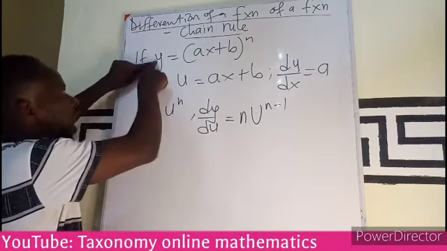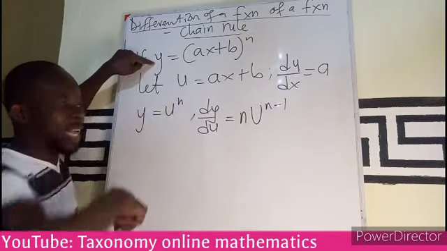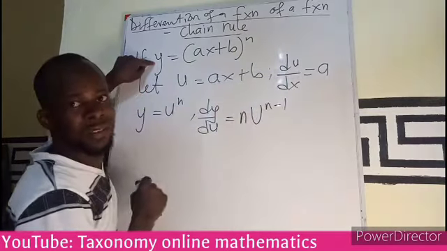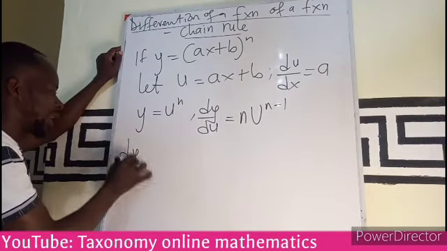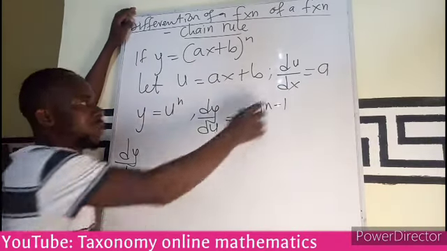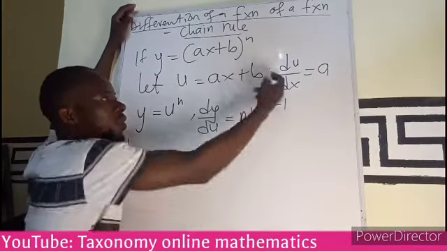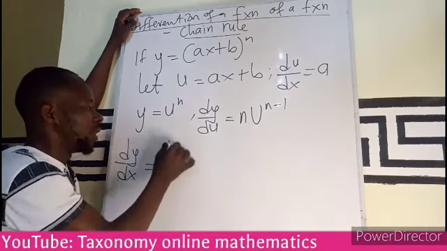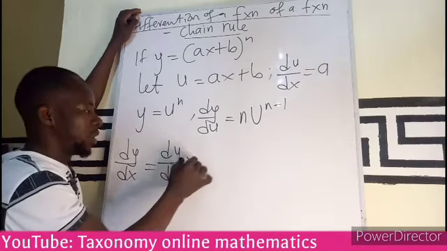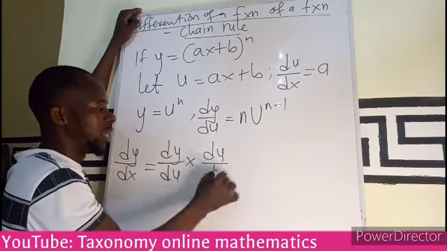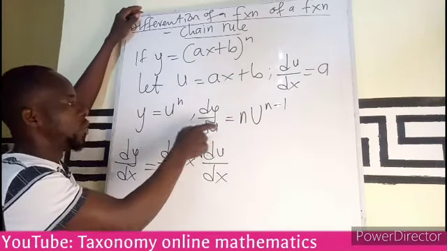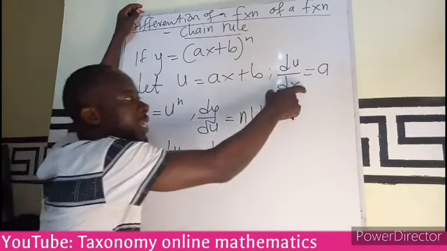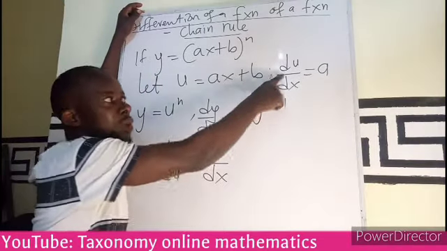So now if you are asked to find dy dx, not dy du or du dx, we are looking for dy dx. So we need to manipulate these two functions to get the dy dx. So that is going to be dy du times du dx. The dy du that we have after the substitution will multiply the du dx, differentiation of u with respect to x.